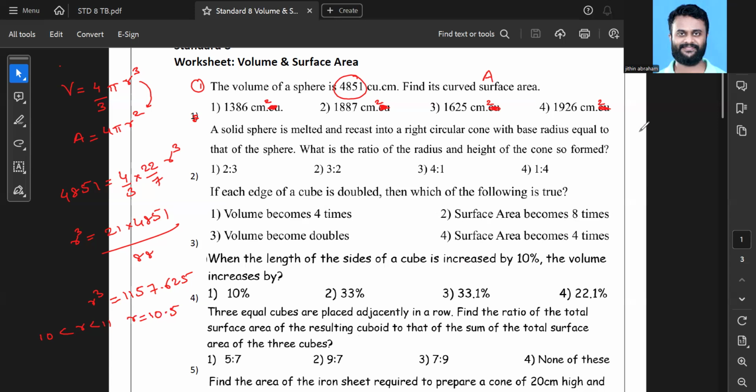Okay. So considering r to be 10.5, if I find the area, it will be 4 pi r square. So 4 multiplied by 22 by 7 multiplied by r square, which is 10.5 multiplied by 10.5. That gives you 110.25. And when I multiply them, I get 1386. That's the area.